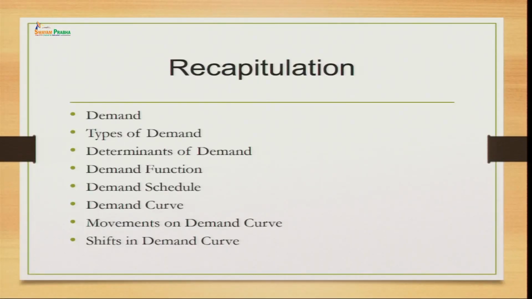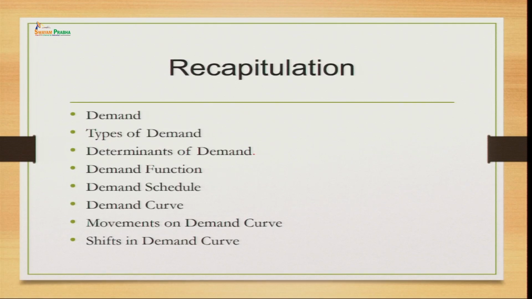In the previous session, we talked about demand, what demand is, and we saw that demand will be effective only when a person has a desire, willingness and ability to pay for it. Thereafter, we talked about different types of demand: direct and derived demand, recurring and replacement demand, competing and complementary goods demand, and also individual and market demand.